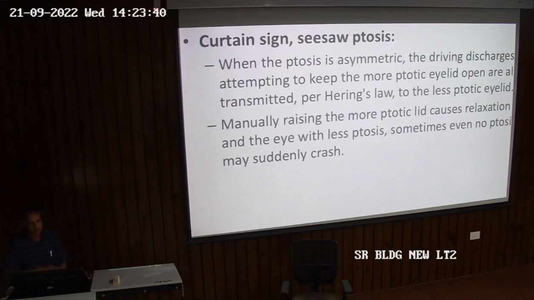Curtain sign or seesaw ptosis: when the ptosis is asymmetric, the driving discharges attempting to keep the more ptotic eyelid open are often all transmitted, as per Hering's law, to the less ptotic eyelid. So manually raising the more ptotic lid causes relaxation, and the eye with less ptosis, sometimes even no ptosis, may suddenly droop.